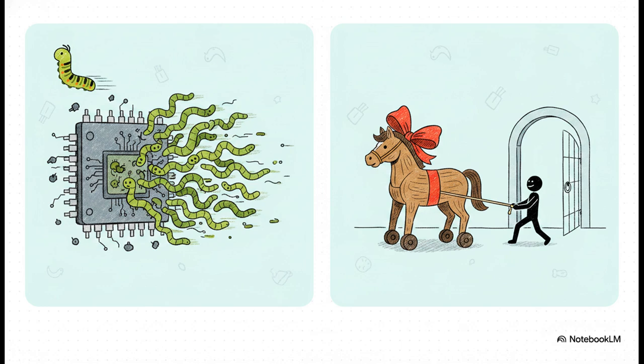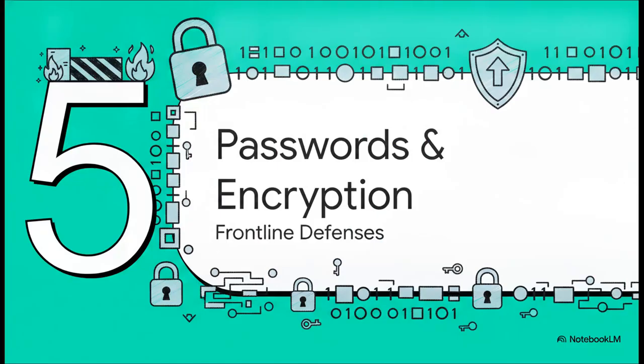But there is a massive, incredibly ironic difference here. A Trojan horse literally cannot replicate itself. It is entirely reliant on human curiosity or, let's just be honest, gullibility. The only way it spreads is if someone actively opens the gates by clicking a sketchy attachment or downloading a bad file. Which leads us to Section 5, passwords and data encryption.